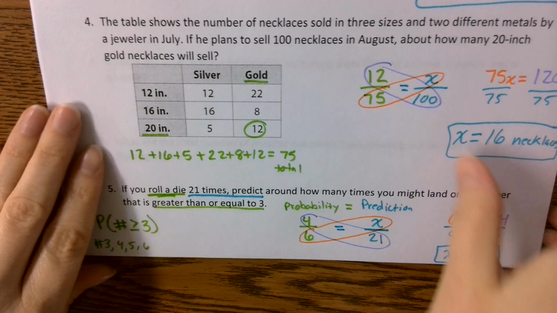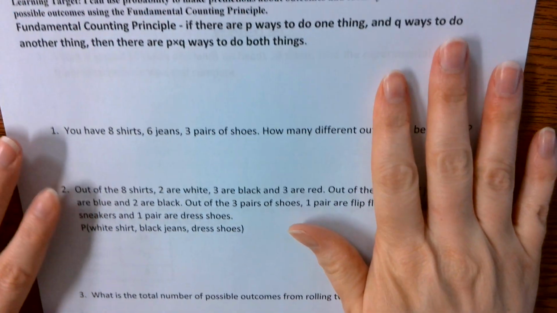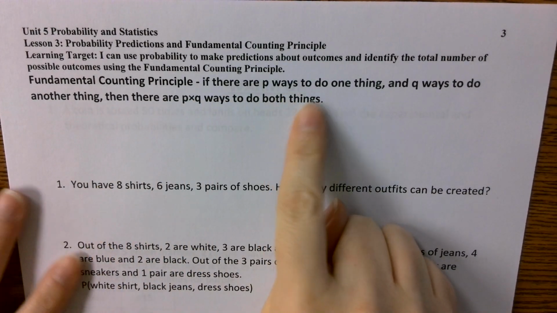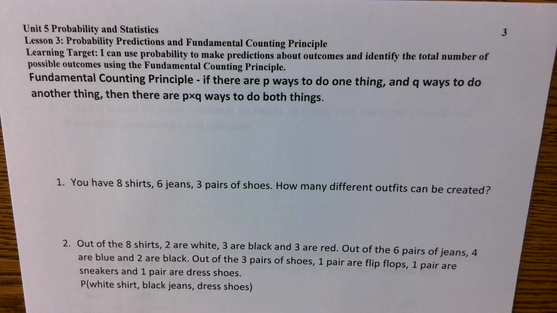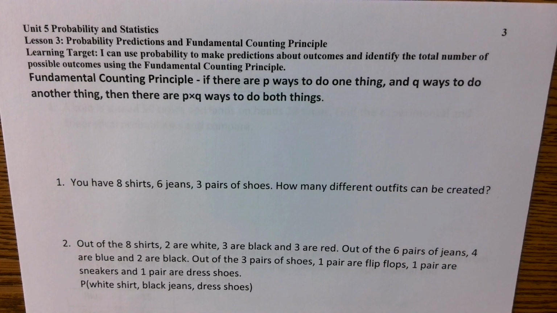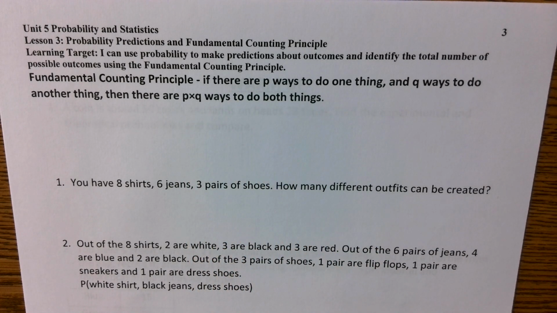The last page we're talking about is the FCP, the Fundamental Counting Principle. And what the Fundamental Counting Principle is saying is that if you've got P ways of doing one thing and Q ways of doing another thing, then when you're doing both of those things simultaneously, you have P times Q ways of doing both.